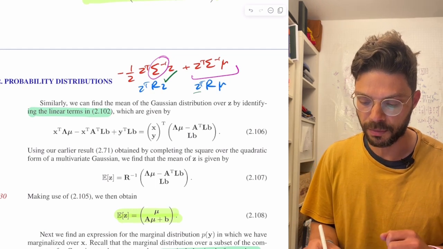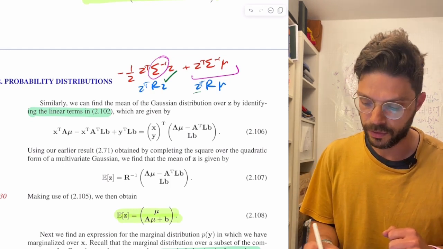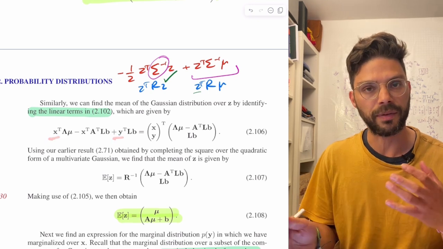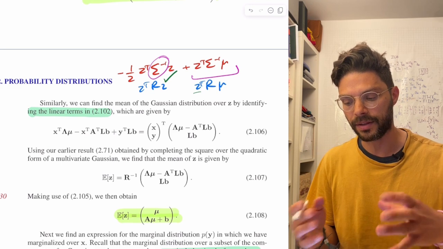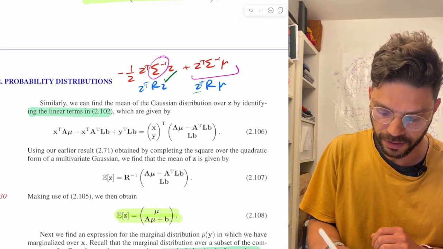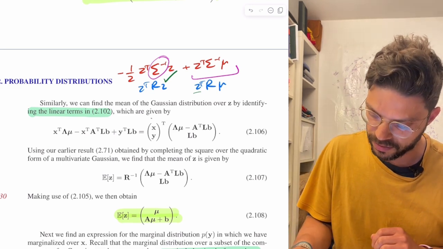Those terms are the ones that only have an x or a y, but they don't have x multiplying y's. And what we're going to do is pack this up into an expression. So this is this thing. This is z transpose.